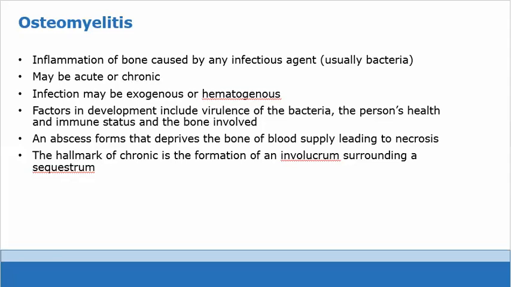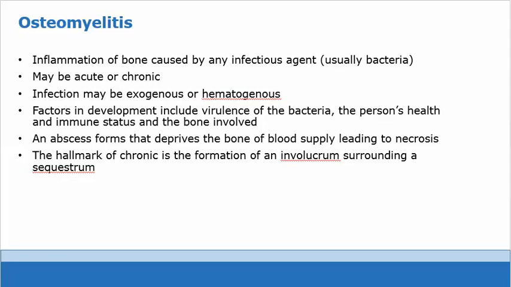So we look at factors about this. Like I say, it's normally Staph aureus, but can be Streptococcus, Pneumococcus, Pseudomonas, E. coli, Salmonella, all kinds of things. So the factors in the development are what's going on, the bacteria that's involved, and how virulent is it, you know, how strong is it, what's the person's health.